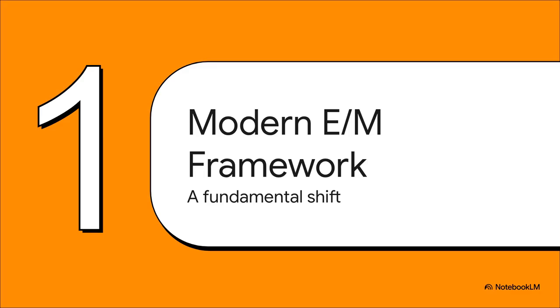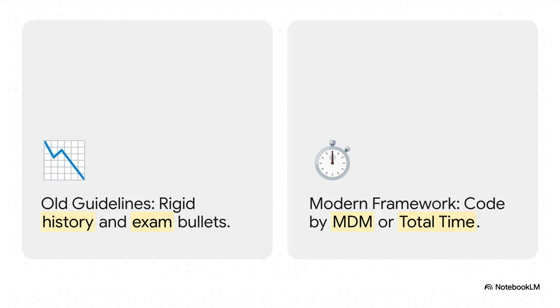Section 1. The modern EM framework. So under the old guidelines, coders had to rigidly count history and exam bullets, right? It often felt like this frustrating math exercise. But under the 2021 and 2023 framework, there's a fundamental shift. While history and exams are absolutely still clinically required and medically appropriate, your code selection is now based exclusively on either medical decision-making or total time on the date of the encounter. Don't waste precious time on your exam counting bullets if the question is set in this modern framework.